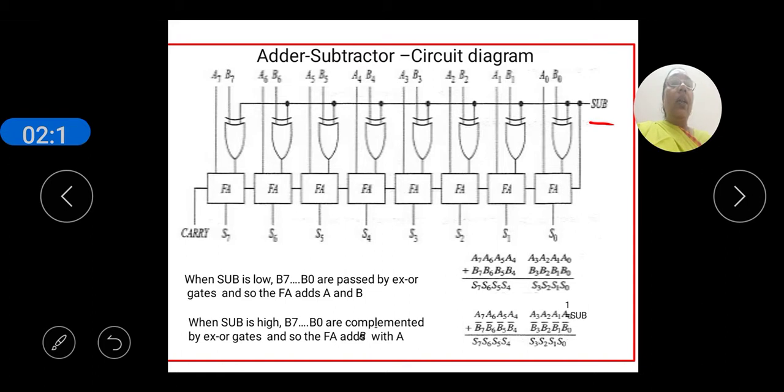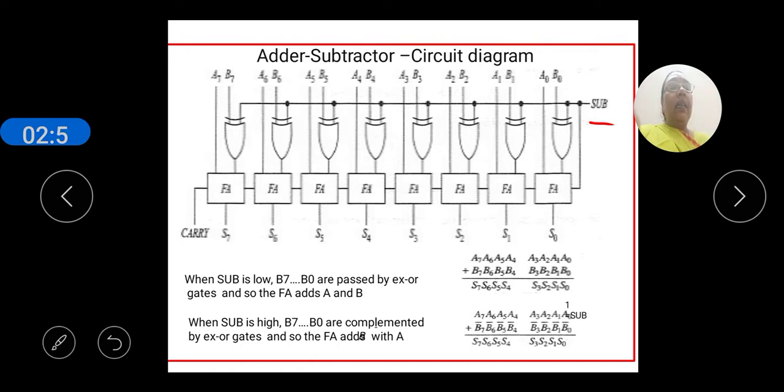Now, in order to perform addition, sub is given low voltage, or sub is 0. When sub is 0, B0 to B7 are passed by the exclusive OR gates, and so the full adder adds A and B. When sub is high, B7 to B0 are complemented by the exclusive OR gates, and the full adder adds B bar with A.